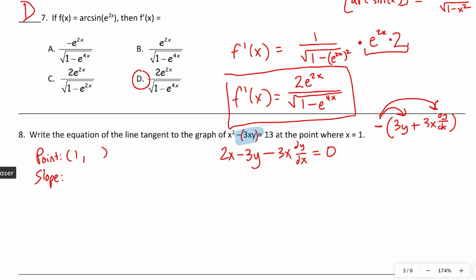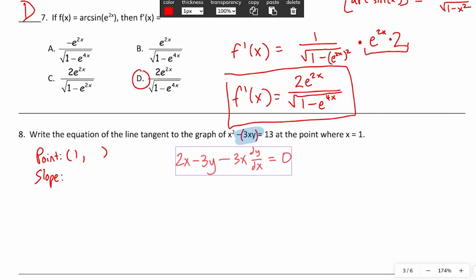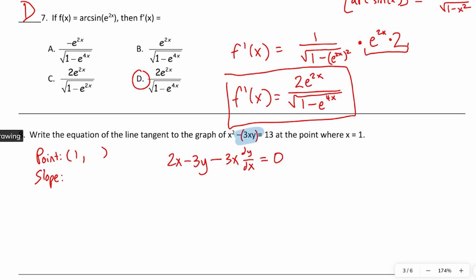All right, so just to clean this up, I'm going to erase that. Okay, so we're looking for the slope, which means we need that dy/dx. We're going to solve for dy/dx, and then we'll plug in the xy point so that we can actually calculate the slope. So solving for dy/dx, we're going to isolate this.